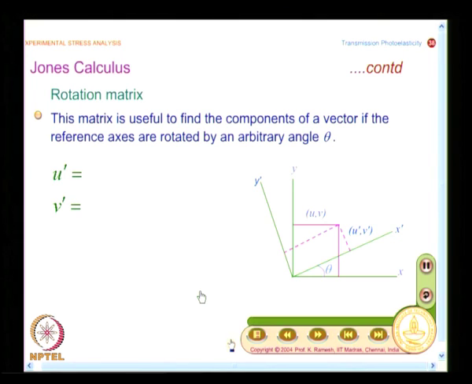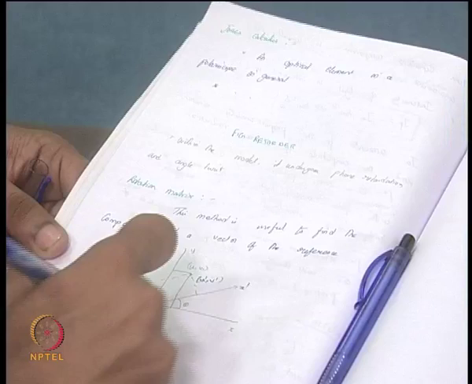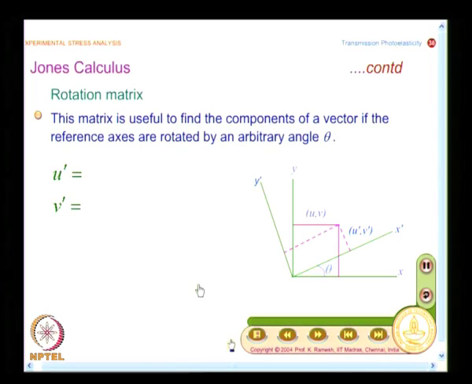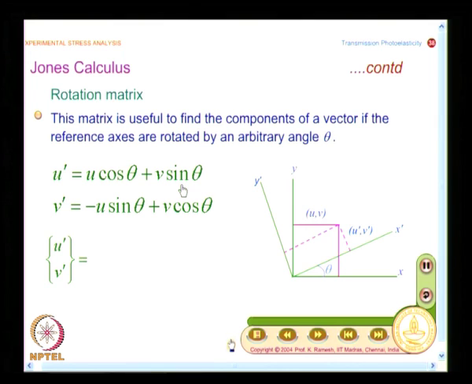It is not difficult. If you start writing all this in the class, then revising your notes becomes a lot simpler. It is only remembering what you have done in your earlier courses, and it is fairly straightforward. So, I am going to have u prime as u cos theta plus v sin theta, and v prime as minus u sin theta plus v cos theta, and this you would have done in your earlier courses. It is only recalling what you have learnt, and this could be represented as a matrix operator.